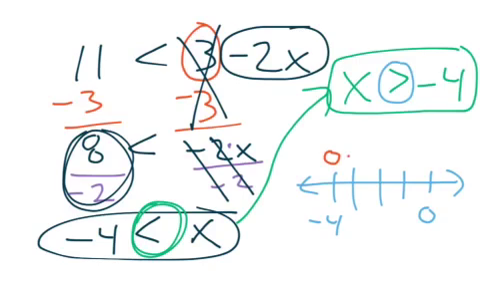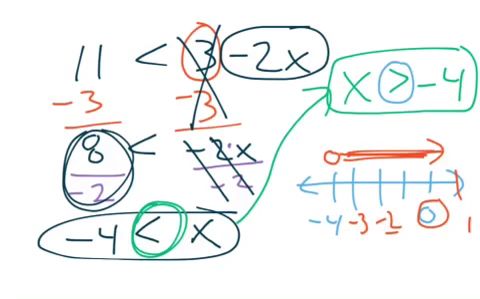So we know it starts at negative 4, and of course greater than means to the right. Less than would mean to the left. Again, think about it. Isn't negative 3 greater than negative 4? Negative 2? Heck, even 0 and 1 are greater than negative 4, right? That's why we went to the right. Any number to the right of negative 4 is greater than negative 4, right?